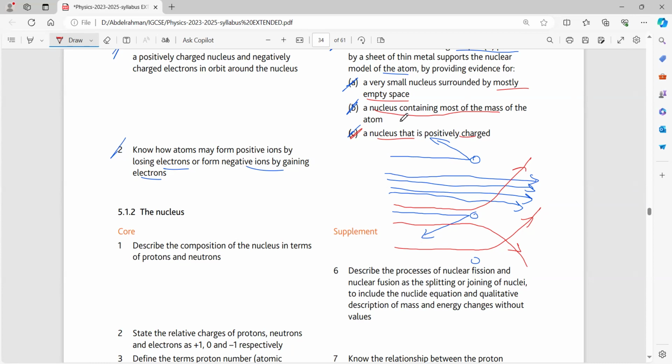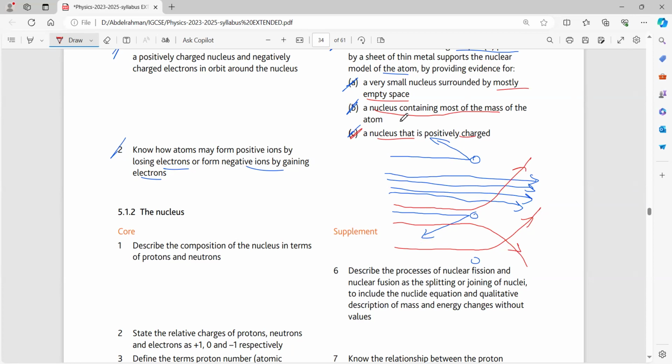So how do we know if the thing it's moving towards is positive or negative? We know that the alpha is positively charged. The other one, the nucleus: if it was negatively charged, it wouldn't have moved away. It would have been attracted towards the nucleus, right? So that's how we know it's positive.